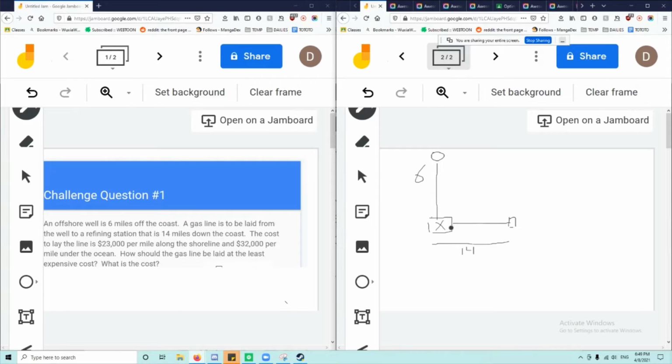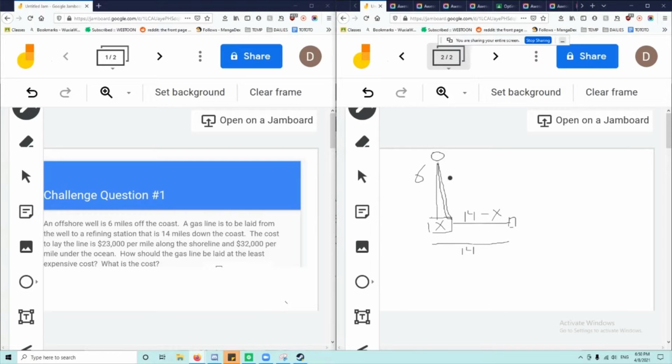This would be the distance from here to here. And we know this to be 14 minus x, because 14 is the total and x is just this. The cost to lay the line is $23,000 per mile along the shoreline and $32,000 per mile under the ocean. We wouldn't want to go all the way here and then all the way here, because that would be highly inefficient. Instead, the more efficient way would look something more like this.